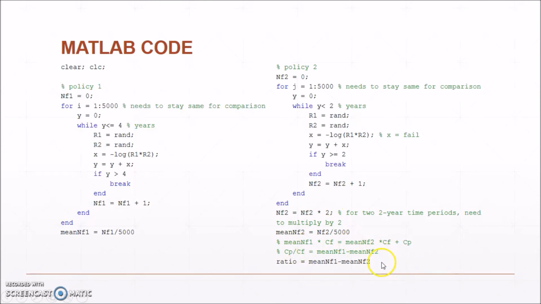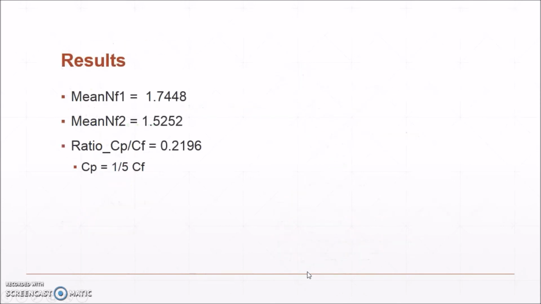This last part of the code is just the little algebra of finding that ratio. We see that the mean number of failures for the first policy is around 1.7, whereas for the second one it is 1.5. So that ratio is going to be about 0.22, and the prevention plan is 1/5 of the failure plan. So that's going to be our preferred option.